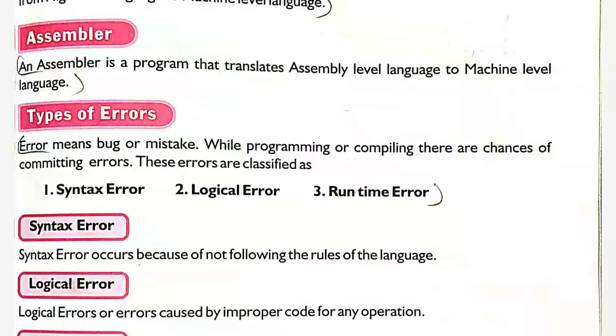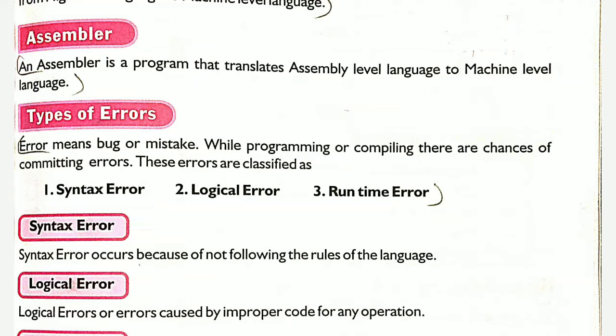Sorry, types of errors. Okay, so when you do give instruction to the computer, you may have some errors. It may be a typing error or it may be any kind of error. So we are going to see all these types of errors. So error means bug or mistake. Here you can see that in programming language, error means bug.